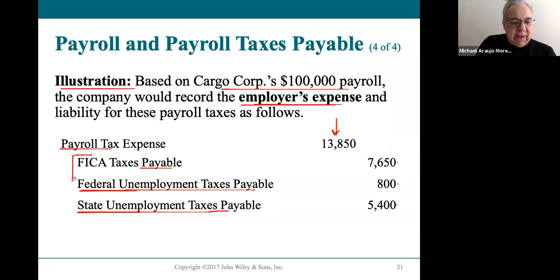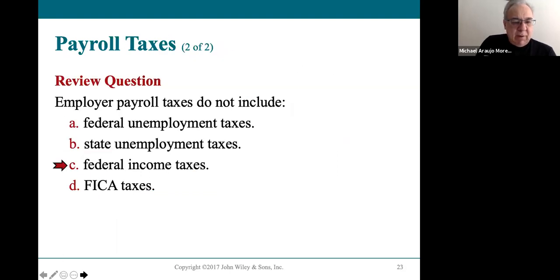Again, the FICA taxes and federal unemployment taxes, the business has to send these to the collection agency, which is the IRS. The state unemployment tax is going to go to the state's Department of Revenue. Regardless of what state they're in, they'll all have the same. All right, so employer payroll taxes don't include any federal income taxes, because that's not a payroll tax for the employer.